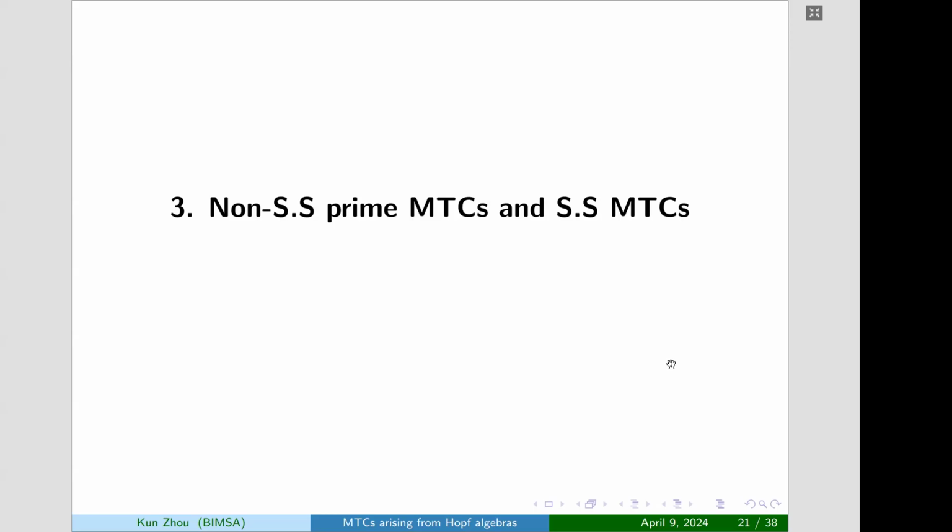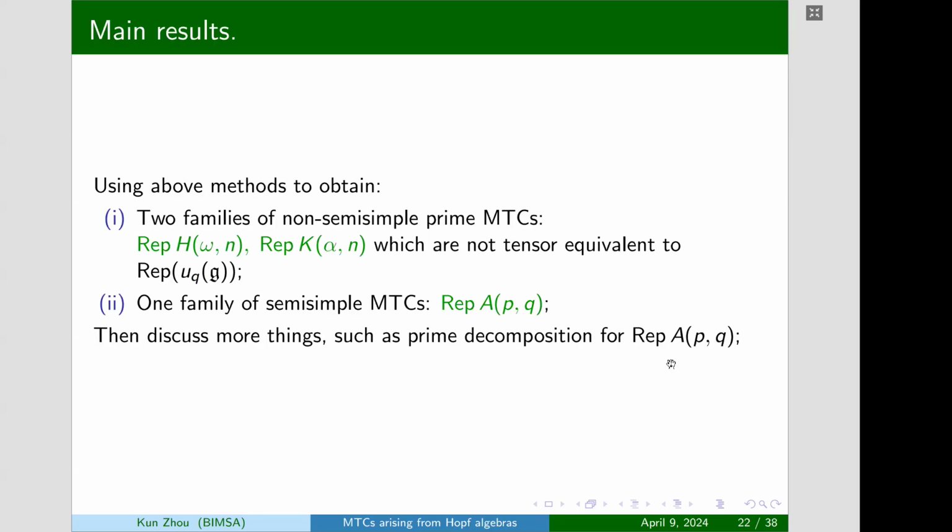Now, let's talk about our last part, the construction of non-semisimple modular tensor categories and of semisimple modular tensor categories. In this part, we mainly obtain two families of non-semisimple modular tensor categories, which we denote Rib(H_{ω,n}) and Rib(K_{α,n}). In the following, we will see that the Hopf algebras H_{ω,n} and K_{α,n} are actually some generalized small quantum groups. And we further show that these two categories are not tensor equivalent to any representation category of small quantum groups.